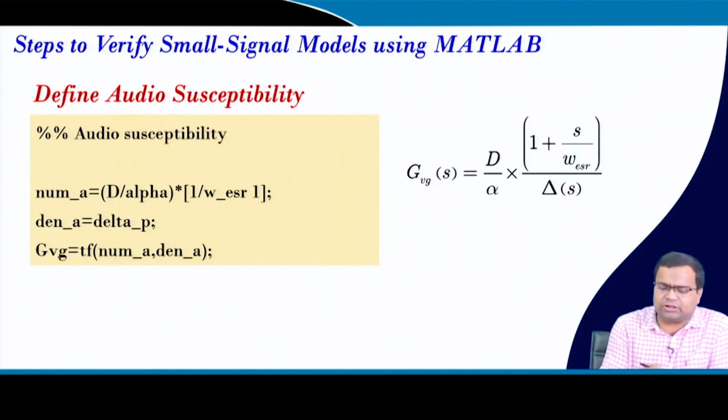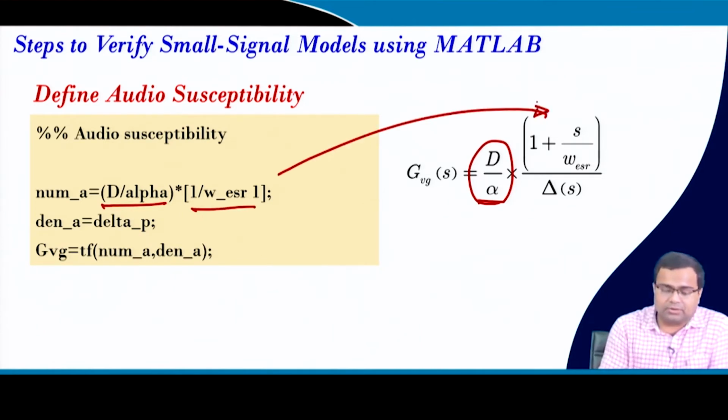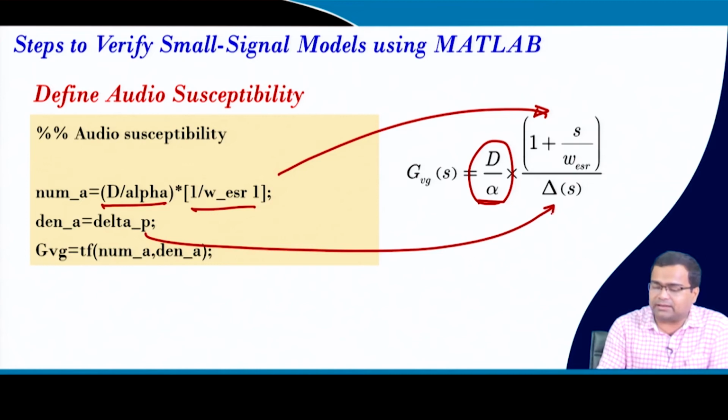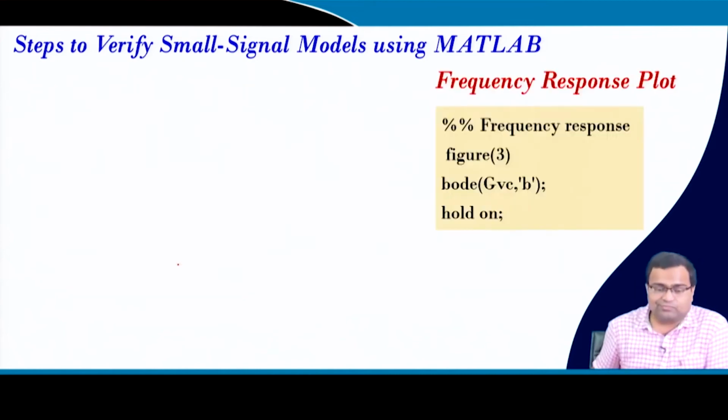Then you can also write audio susceptibility, this term here, then ESR 0, it is here, then delta P, it is here, and then the transfer function.